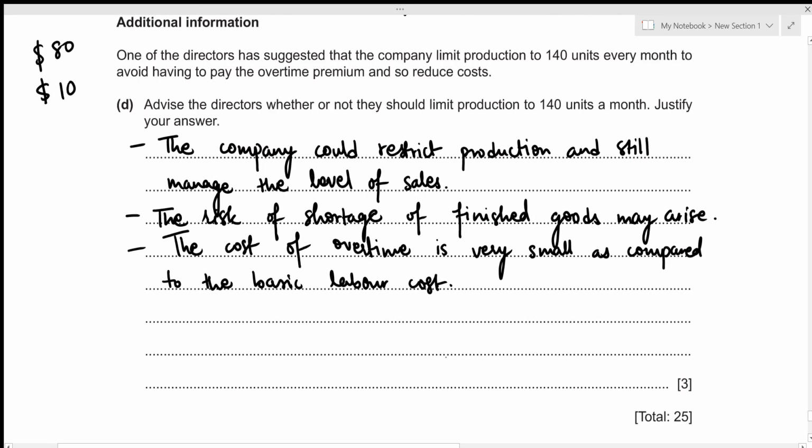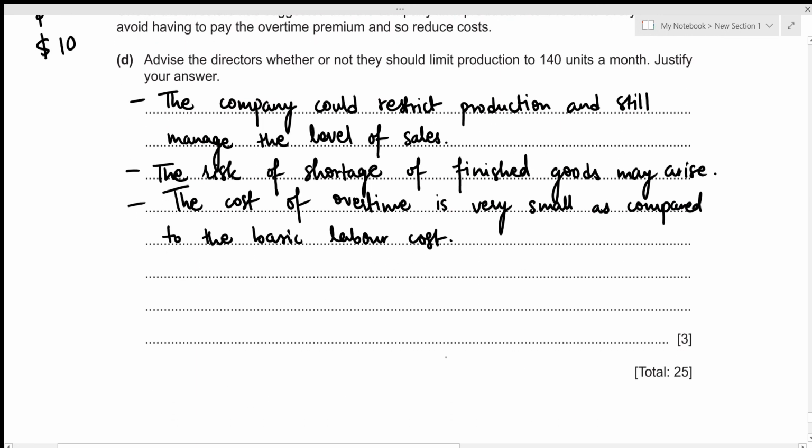Okay, based on these factors, we can make a decision now. So I would personally advise the directors to not limit production to 140 units a month, because the sales units that are given in our production budget are just an estimation, and the sales units can be greater than that. And if that is the case, then there might be a risk of shortage, which we do not want. So let's write it down.